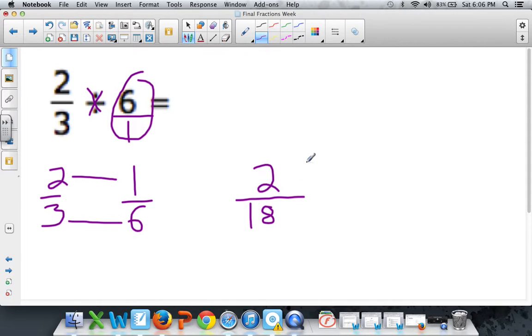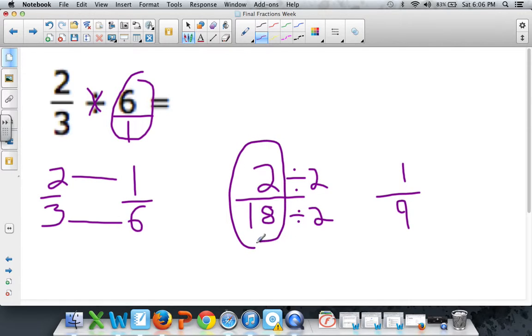You can divide the top and the bottom by the same number. Usually you want to look at the small number on top. Look, it's only a 2. So divide it by 2. And ask yourself, can 18 also be divided by 2? It totally can. 2 divided by 2 is 1. 18 divided by 2 is 9. This is a good answer. This is a better answer.